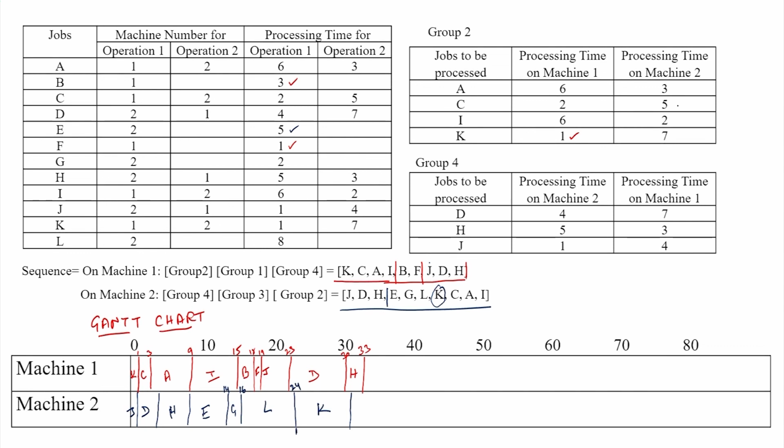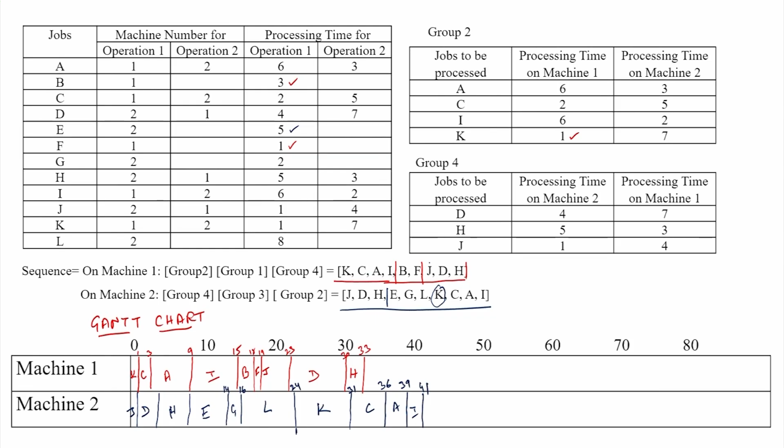After that I can take C. So, 31 here, 31 plus 5 is 36. I can take C, then I can take A, that is 3, 36 plus 9, 39, that is A, and after that I can take I, that is 2, 41. So, this is how 41 is the total makespan time for producing all the 12 jobs on 2 machines. By the help of the Gantt chart or a spreadsheet, I can determine the total time required to process all the 12 jobs on 2 machines, and these 12 jobs are of 4 different categories, 4 different groups.